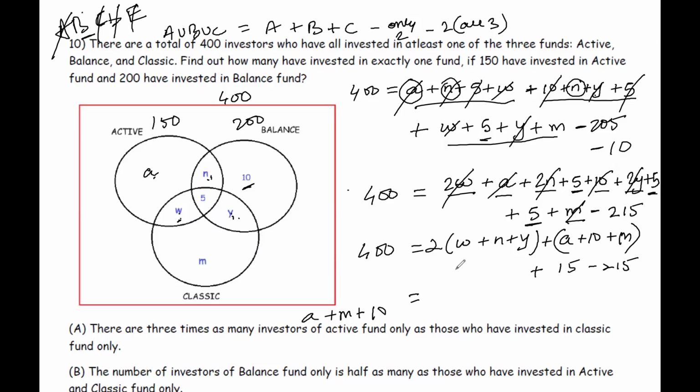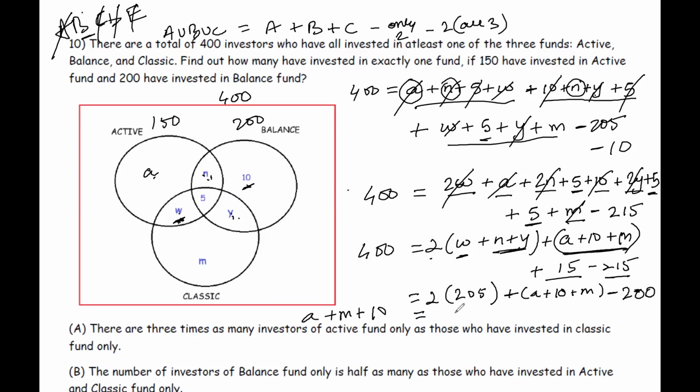So this is 2 times W plus N plus Y, which is 205. Remember, it's 2 times 205. Why 205? Because N plus Y is 185. This whole circle is 200, there's 15 out here, and N plus Y is 185. We got this from the second statement: this is double of this, or this is half of this, so W is 20. So W plus N plus Y is 185 and 20, 205. Plus this whole thing, A plus 10 plus M, which we keep as it is. And this one will become minus 200.